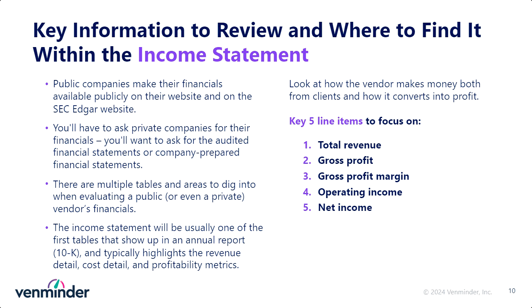On the other hand, private companies is a bit of a mixed bag. You'll have to work with those vendors to get some level of information. Either they're audited financial statements or company-prepared financial statements, or oftentimes they won't even give you those and they'll just give you a financial letter. But at the end of the day, an income statement generally has some key line items that we've highlighted here that you should focus on and dig into. Total revenue, gross profit margin, operating income, and net income are some of the key items if you were to extract the most important things, and you also want to look at them over a multi-year period, as we'll discuss.